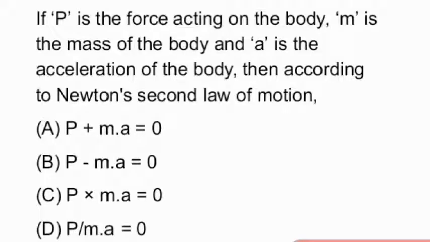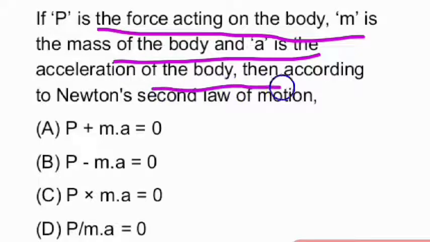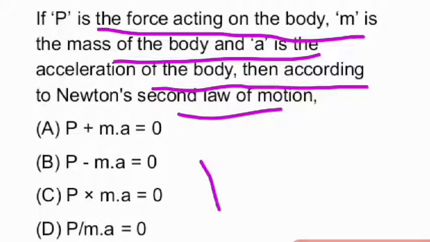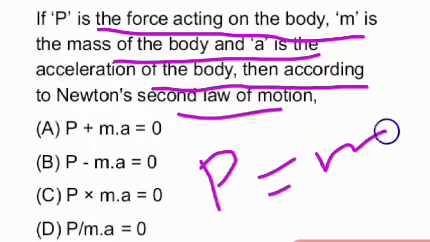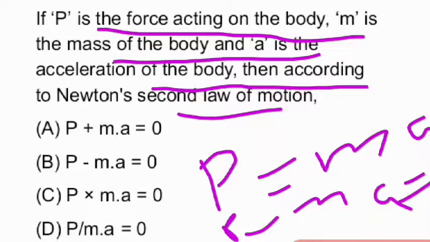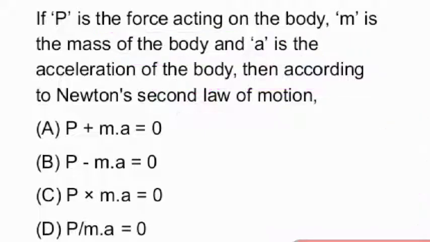Next one is, if P is the force acting on the body, m is the mass of the body and a is the acceleration of the body, then according to Newton's second law of motion, what is F? It is clear that F is nothing but equal to ma, mass into acceleration. So this equation can also be written as P minus ma equals 0. That means option B is the right answer, P minus ma, where P is the force, m is the mass, a is the acceleration.